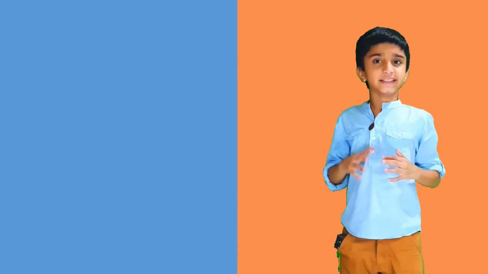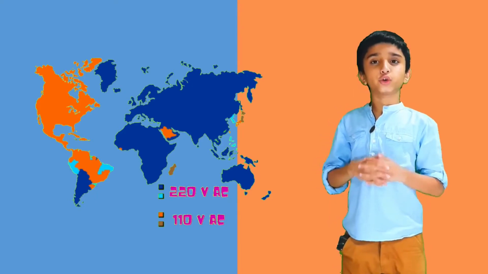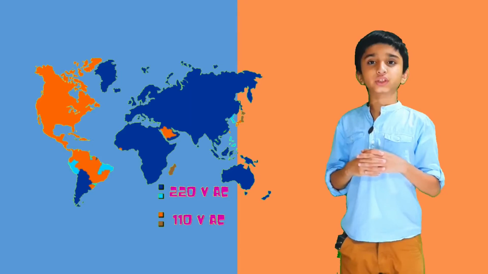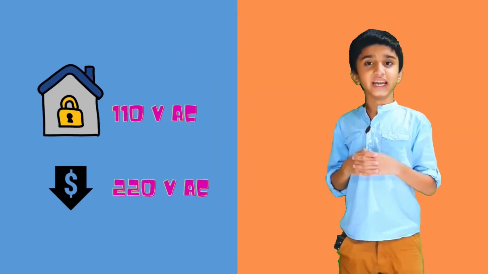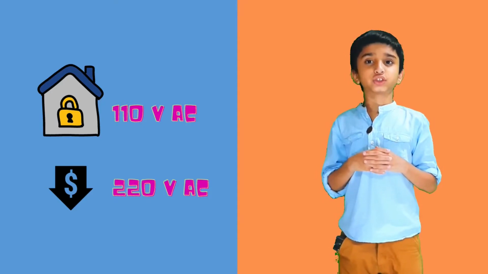There are differences in how electricity is designed in different countries. There are two AC levels used in different countries. Most of the countries in the world use 220 volt, while the US and a few other countries use 110 volt. 110 volt was considered to be safe, but transporting 220 volt was cheaper, so some countries chose to use one or the other.